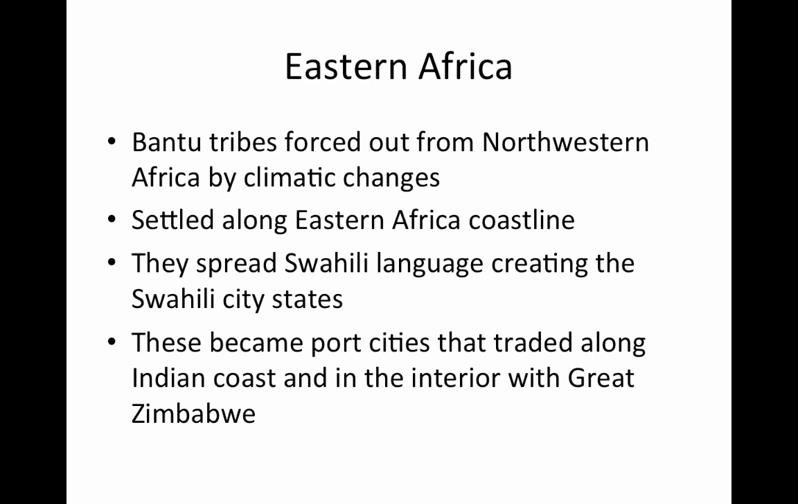Eastern Africa. The Bantu tribes originally started off in the northwestern part of Africa, and they were forced out by climatic changes. As they settled along the eastern African coastline, they spread several things. They spread metallurgy, the creation of iron, and they also spread the Swahili language, creating Swahili city-states. These eventually became port cities that traded along the Indian coast and into the interior with Great Zimbabwe.